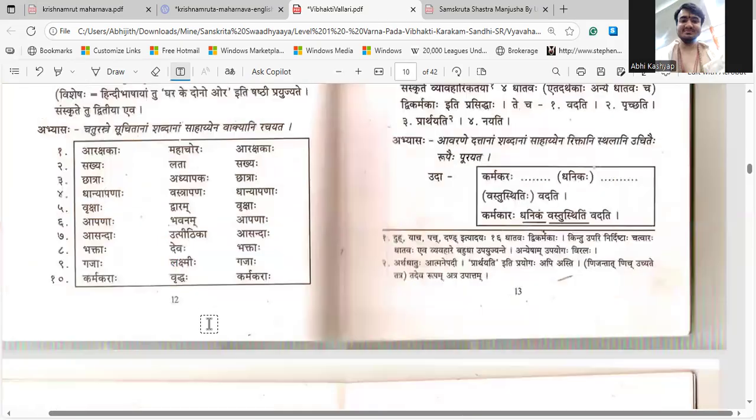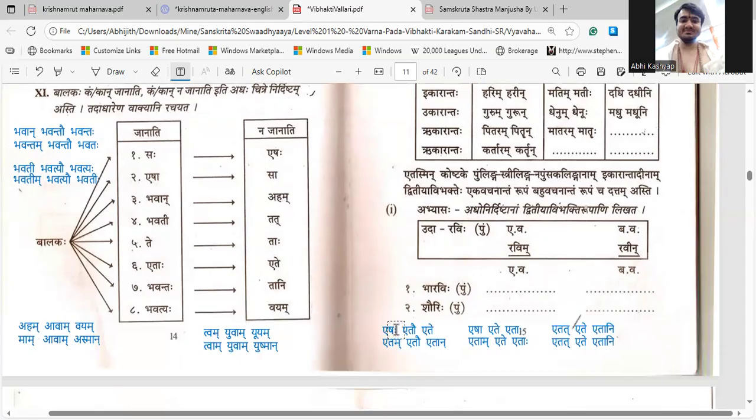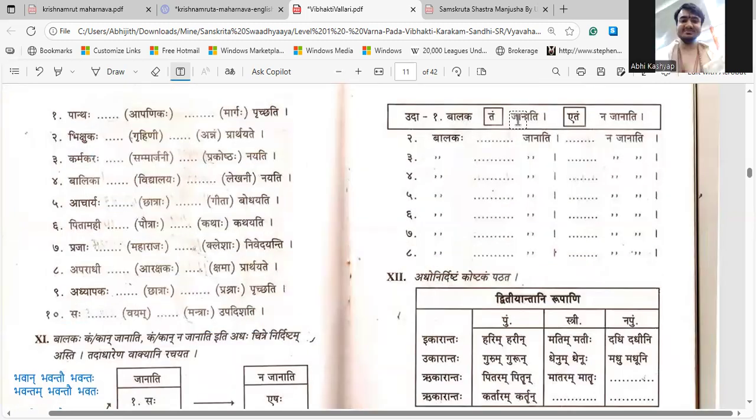So now what will the sentence be? Balakaha tam janati. Then eshaha is given. If I convert eshaha into Dvitiya Vibhakti, it will be etam. Etam what? Na janati. Balakaha etam na janati. So now they have only given balakaha and janati.